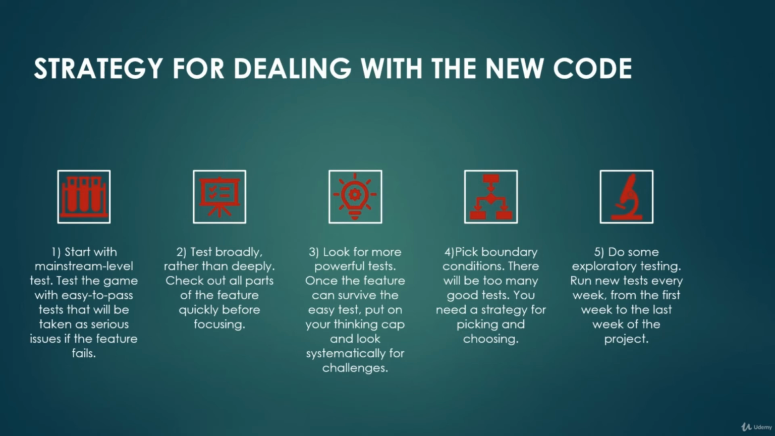Look for more powerful tests. After the game passed this easy test, then you look for more complex things. So start from the simple and move towards more complex. Pick what your boundary conditions are. Focus on the things that are important and where you might find the most bugs. These boundary areas are always good places to look.